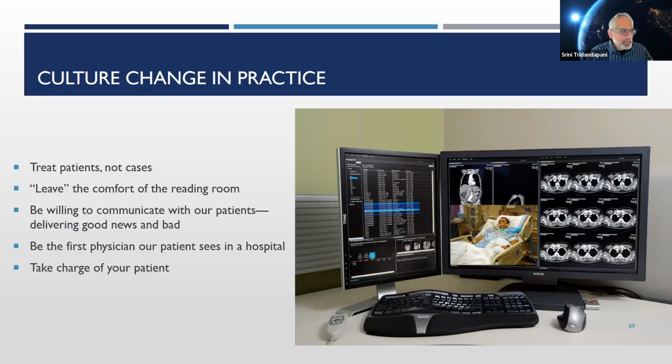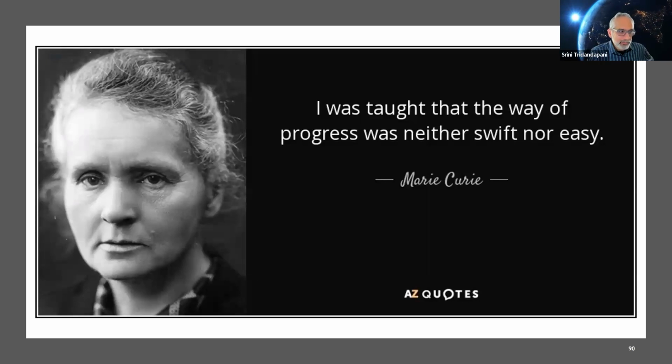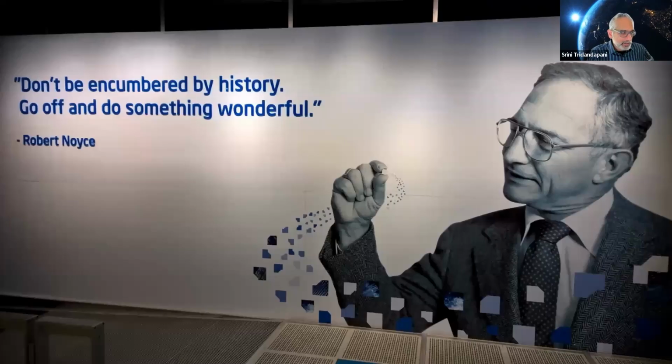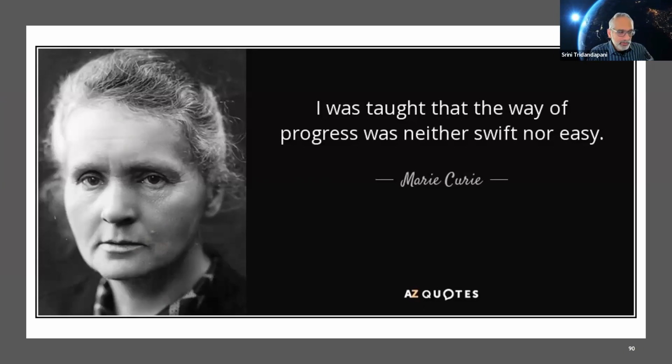So what this means is, for radiologists, they have to start behaving a little differently now. For the last 20 years, they've been sort of sitting in dark rooms, being lab rats. Now they're going to have to leave the comfort of their reading room. They're going to have to be willing to communicate with patients, and they're going to have to start taking charge of the patient. But progress is never swift, never easy. And that was from Marie Curie, who was, I would say, one of the mothers of radiology.